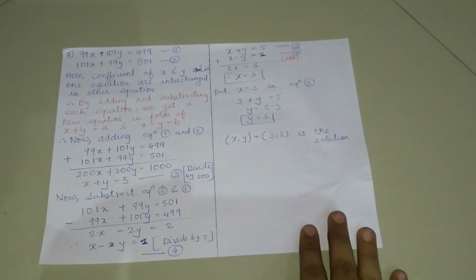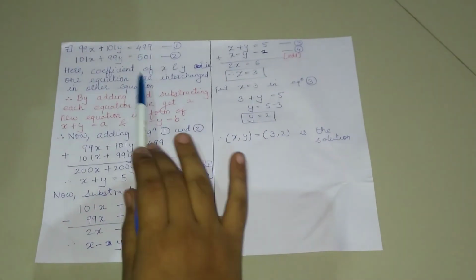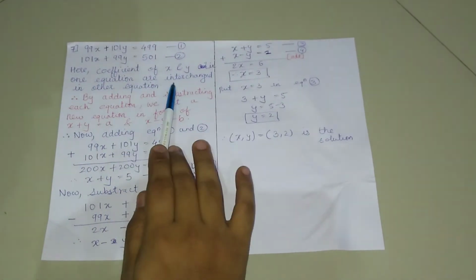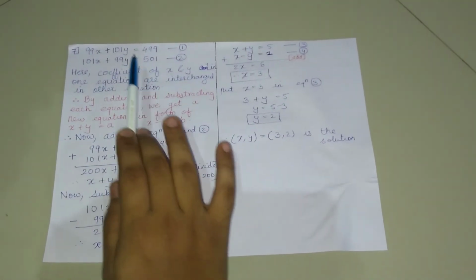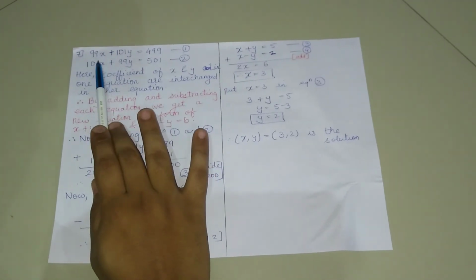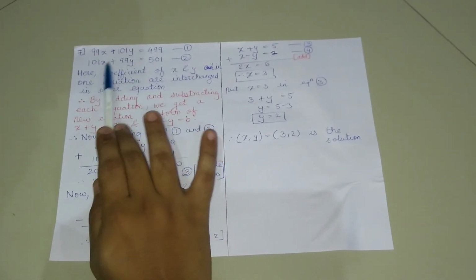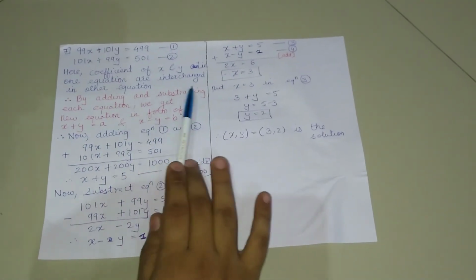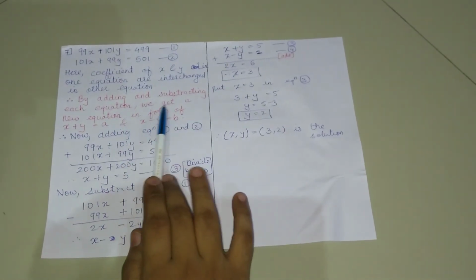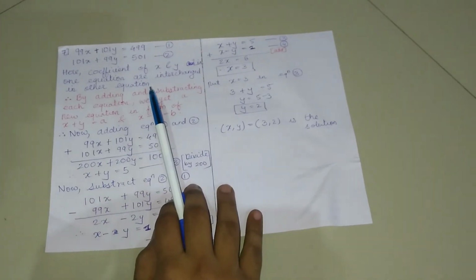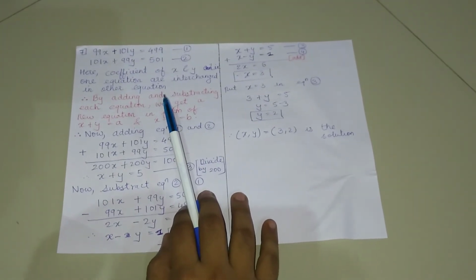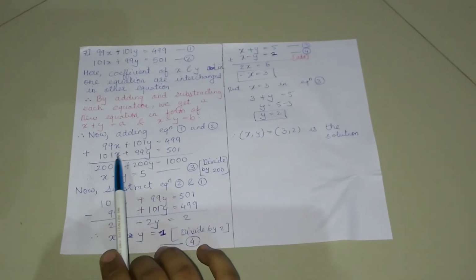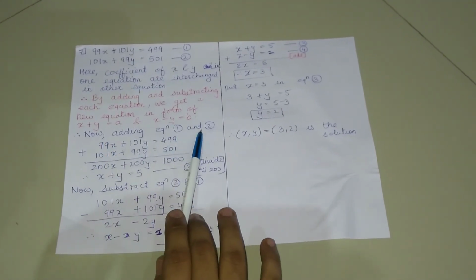So the first method: the coefficients of x and y in one equation are interchanged in the other equation. Here it is 99, 101 and here it is 101, 99. By adding and subtracting the equations, we get new equations in the form x + y = a and x - y = b. Now let's first add equations 1 and 2.